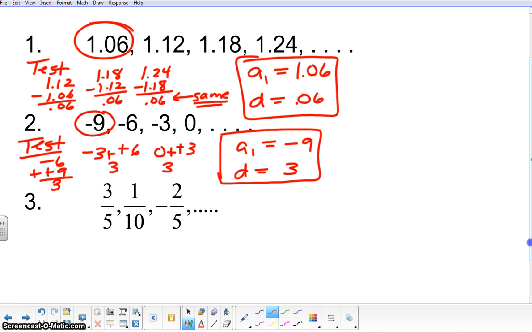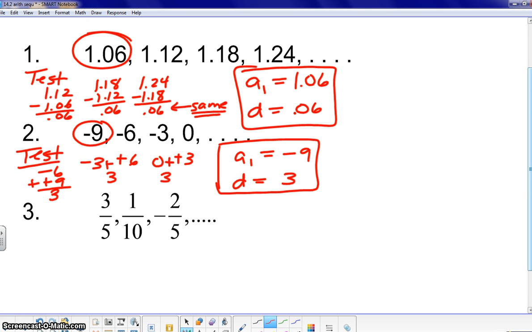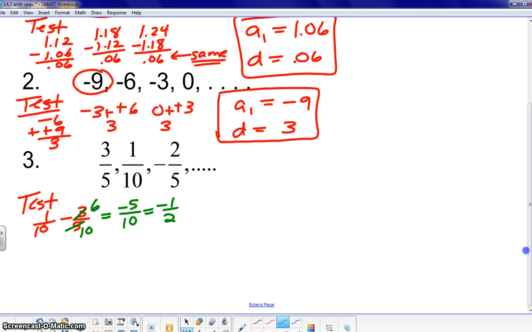All right, so the next one's going to be the trickiest of all, because you've got these fractions. And the fractions are going to be worked the same exact way. So let's do the test. We take 1/10 minus 3/5. And as you guys all know, we have to subtract by getting a common denominator. And you get -5/10, which then reduces to -1/2. Okay, so let's do the next one.